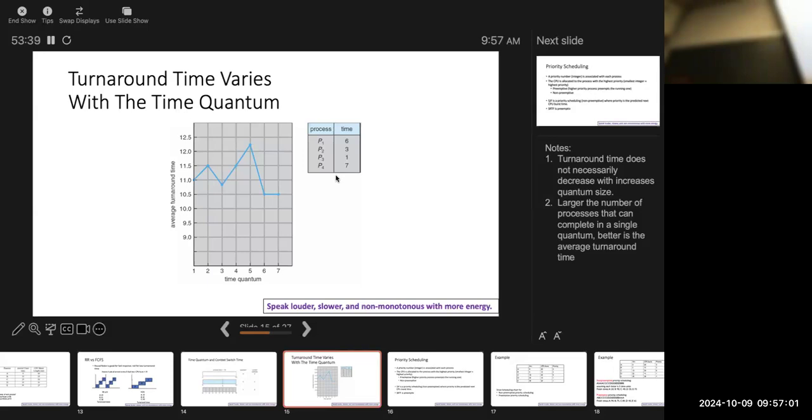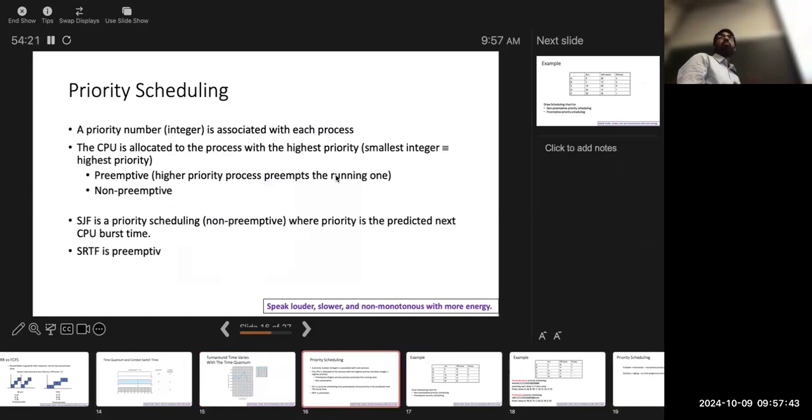But the point I'm trying to convey is, let's say I increase the Q to 50, and I have a different set of processes where the burst times are 20, 25, 20, 25, and 20. I have increased the Q from 10 to 50, but still none of the processes get the chance to complete in a single quantum, right? So it is not always the case that your turnaround time will improve. The question is how many processes can complete in a single quantum. Any questions?